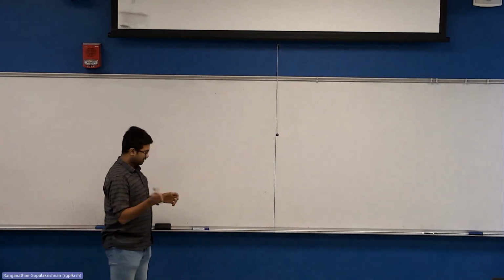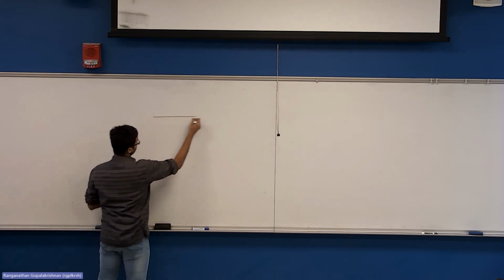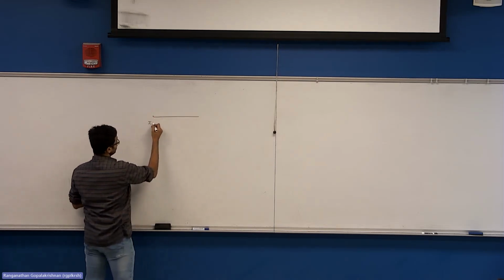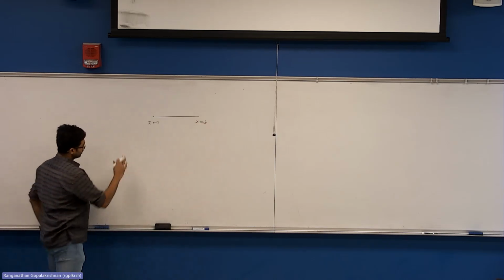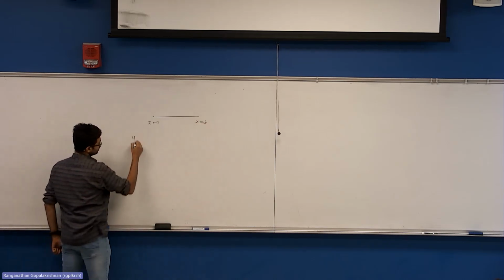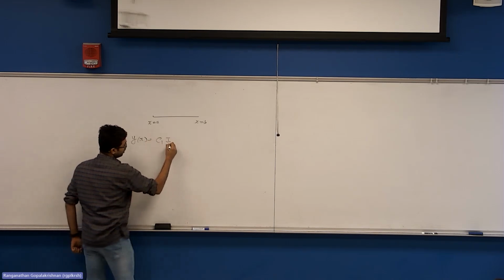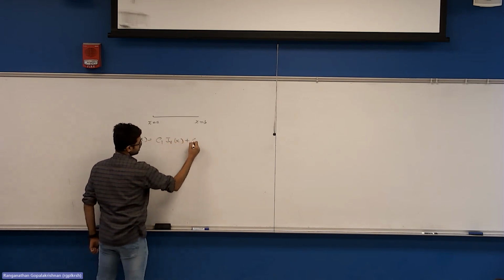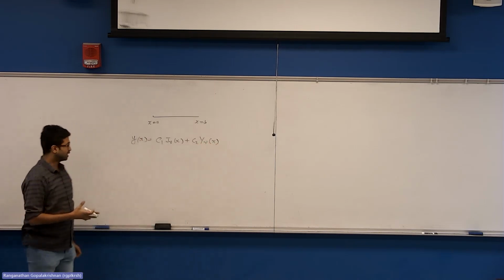So yeah, that's something that came up today. So if you have a domain, and let's say this is x equal to a and x equal to b, if you have an equation of the form whose general solution is y of x equal to c1 j nu of x plus c2, let's say y nu of x. This is your general solution.